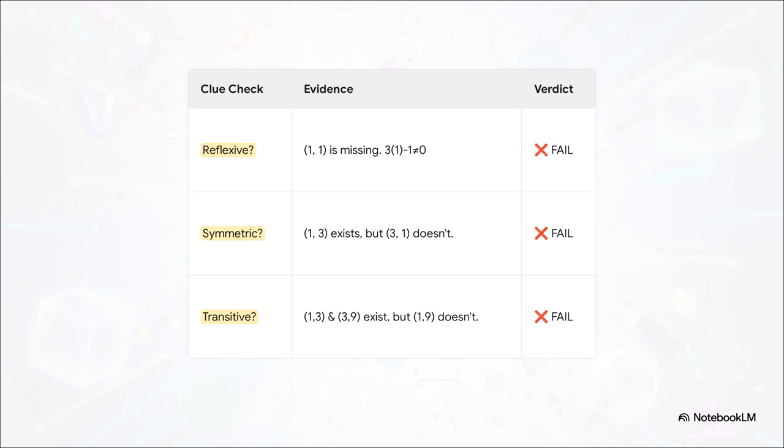Finally, transitive. We have a chain here, right? We have (1, 3), and we have (3, 9). So we must have (1, 9). Let's check. Is 3 times 1 minus 9 equal to 0? Not even close. Gotcha. It's not transitive either.